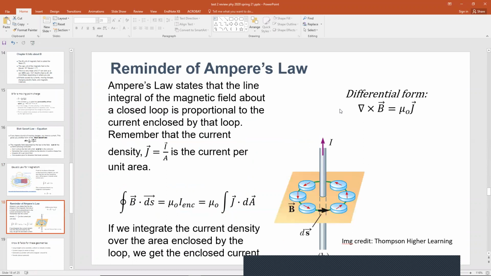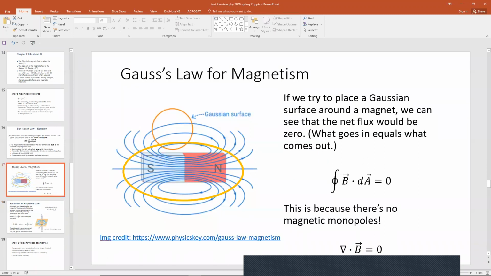Okay, Ampere's law. Oh, right. So this is the integral form of Gauss's law: the integral about the closed surface, B dot dA, is equal to 0. And remember that we also used our vector calculus to derive the differential form of Gauss's law for magnetism. And that is that the divergence, the gradient dotted with the magnetic field, is equal to 0, which is a way of saying that magnetic fields don't diverge, right?